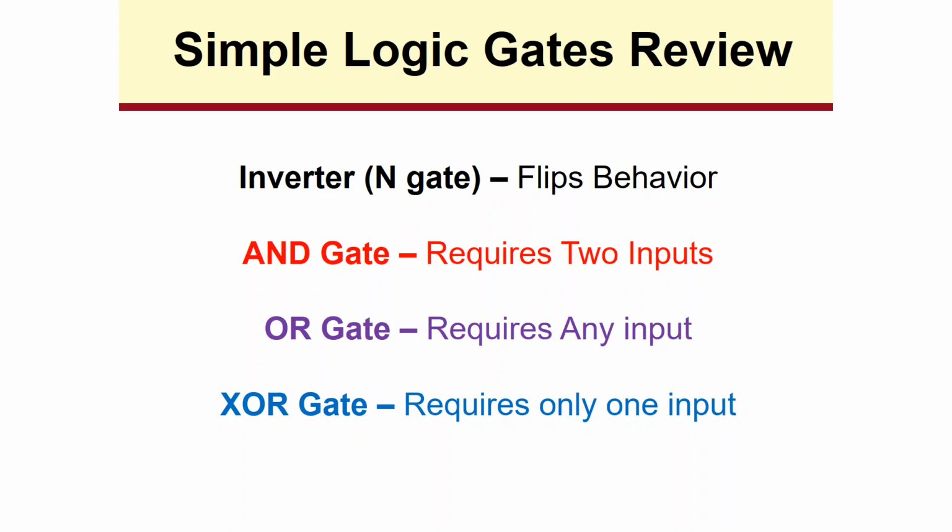So, a review of some simple logic gates. An inverter, which is created by adding an intermediate repressor, will flip the behavior of a circuit, whether it's just one set of genes or a larger circuit, like taking an AND gate and flipping it to make a NAND gate. An AND gate requires two inputs to give you the output. An OR gate requires any input, and an XOR gate requires only one input. Both inputs would not lead to the output.